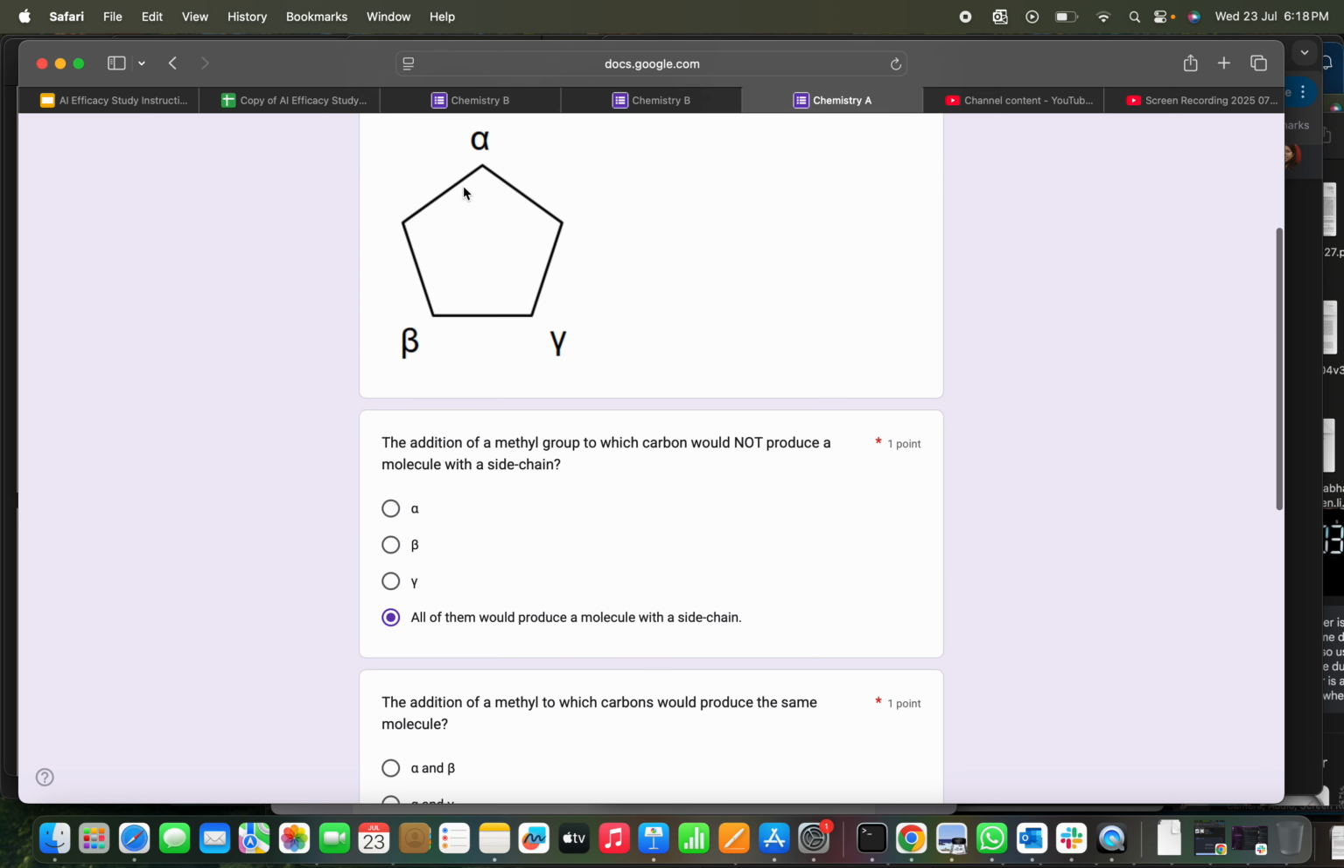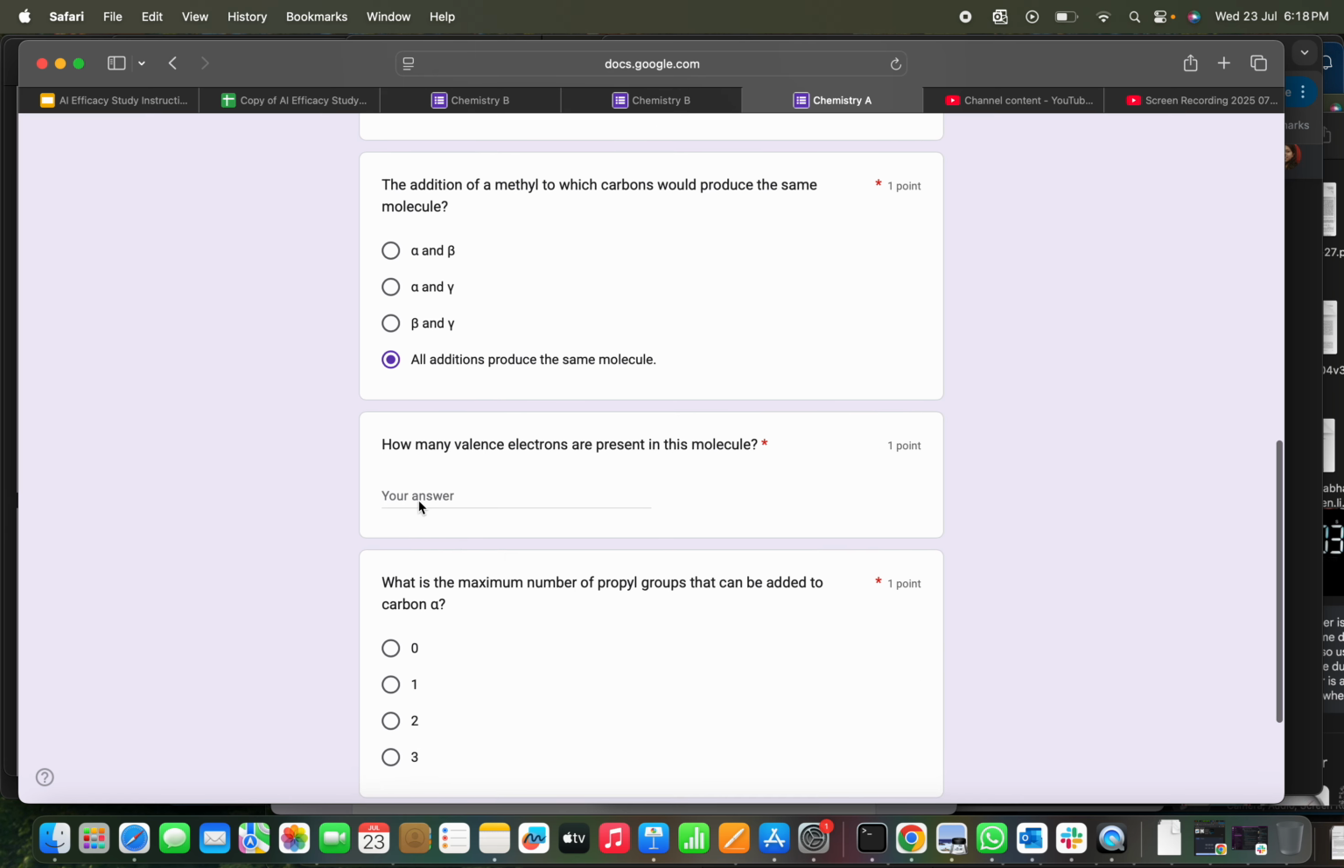So how many valence electrons are there? CH2, CH2, CH2, CH2, CH2. So yeah, everybody has CH2. So there are 1, 2, 3, 4, 5, 20. Okay, 20, 1, 2, 4, 5, 6, 7, 8, 9, 10, 30.